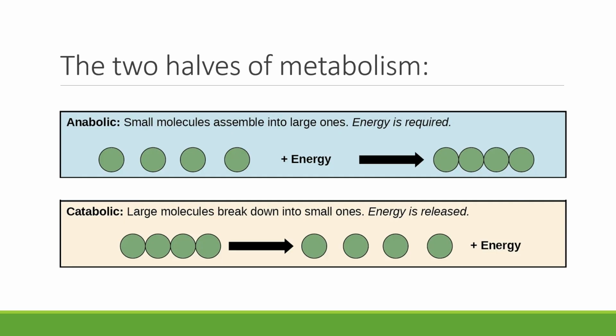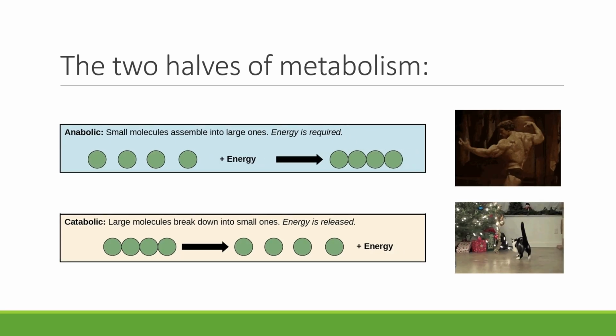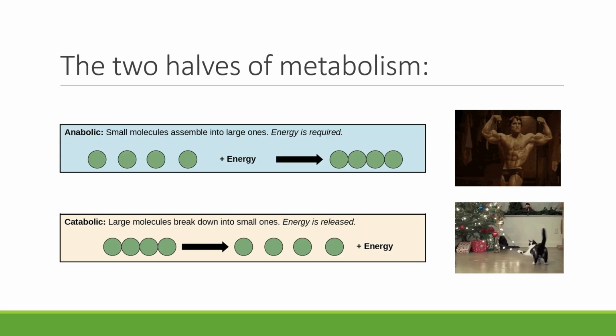And my easy peasy recommendation for remembering the difference between the two is to think first about anabolic steroids, which are used to build muscle, just like anabolic reactions build up larger molecules. And then for catabolic reactions, think of cats. Cats love to destroy things and break them down. So catabolic reactions are ones that break down large molecules into smaller ones.